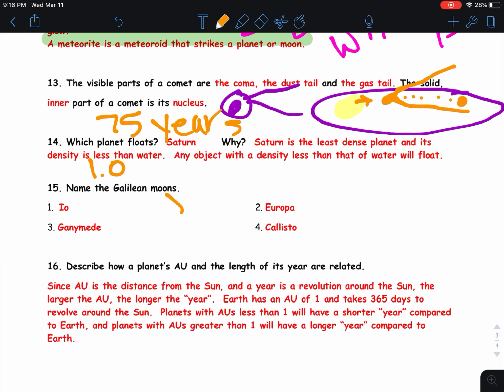Name the Galilean moons. So those are the Jupiter moons: Io, Ganymede, Europa, and Callisto. You're going to need to know those.